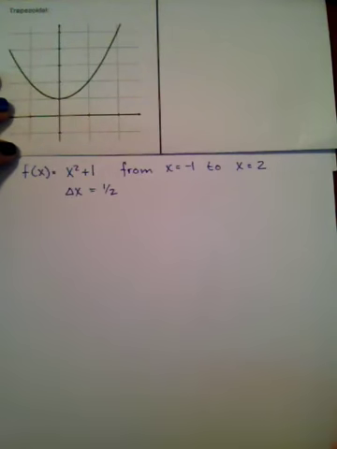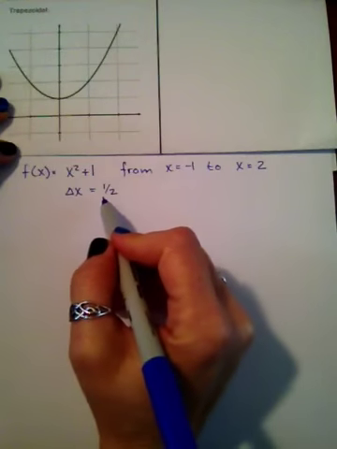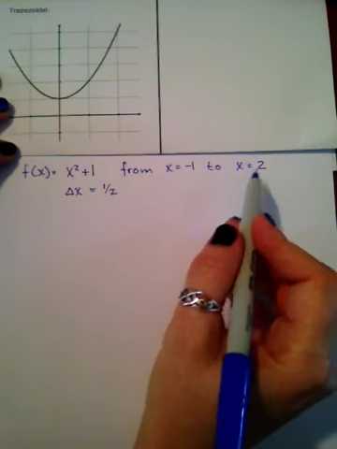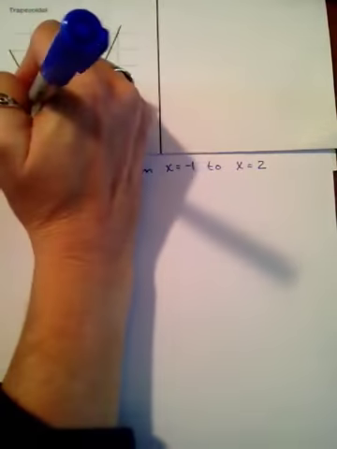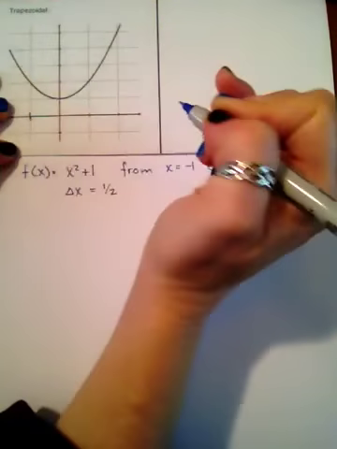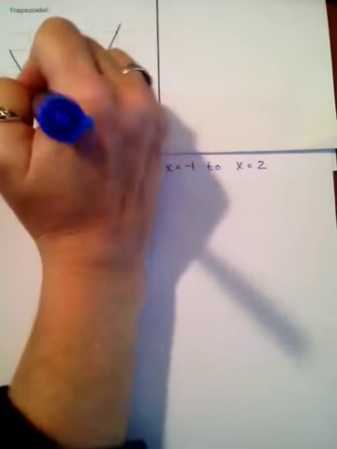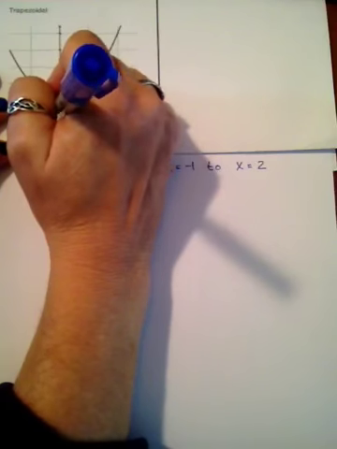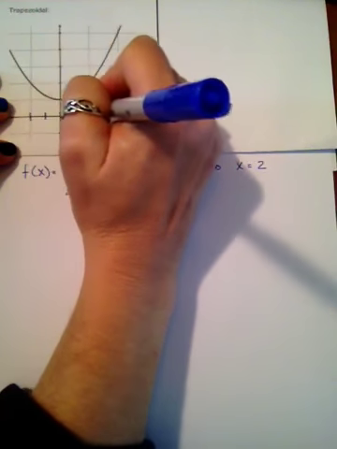So the first part starts the same. We have a start point, an end point, and a change in x to look at. So we're going to start at -1 and go to 2 with the delta x of 0.5. So I'm cutting these intervals in half.